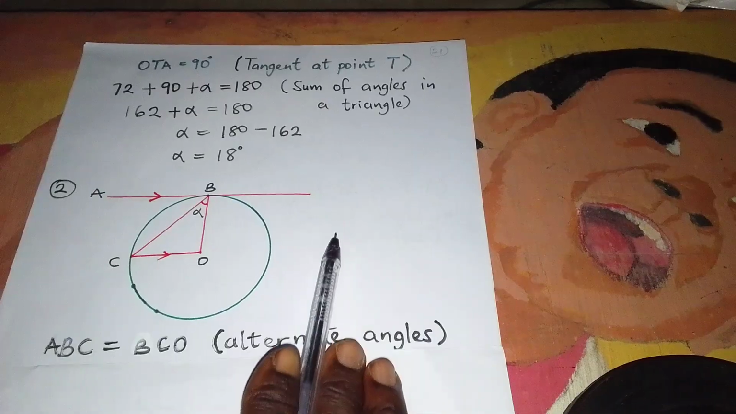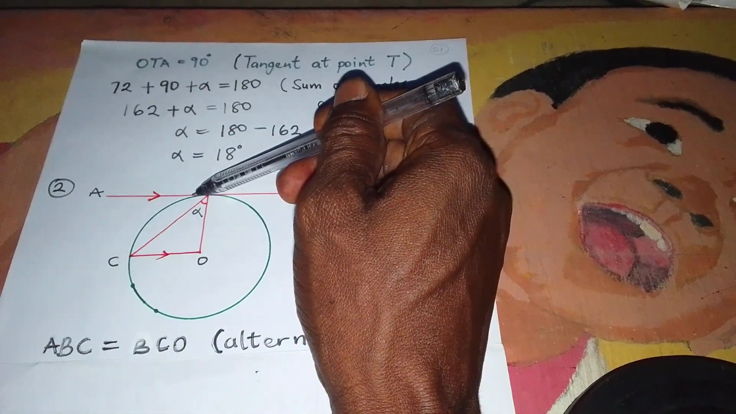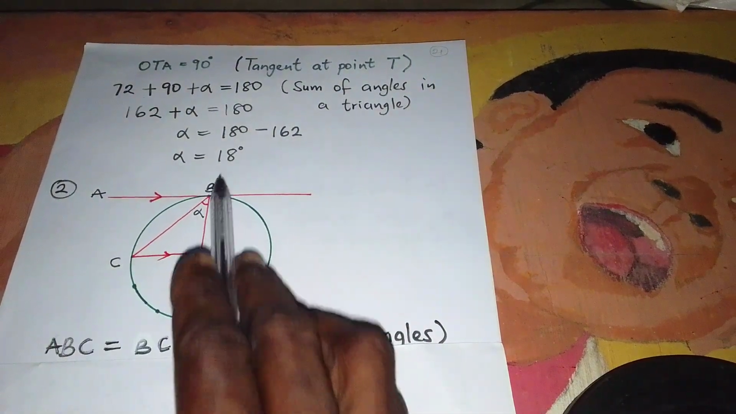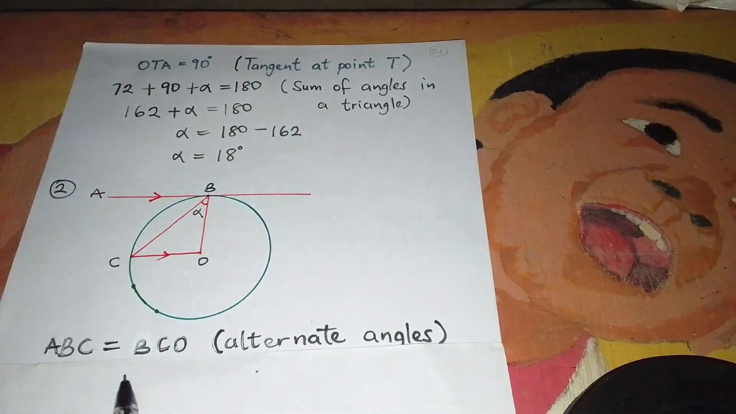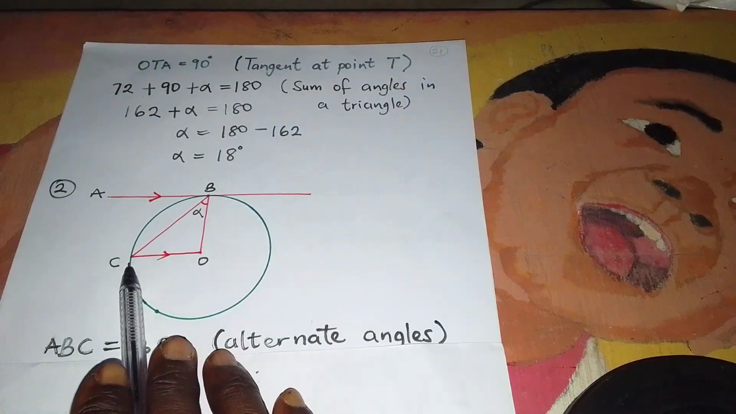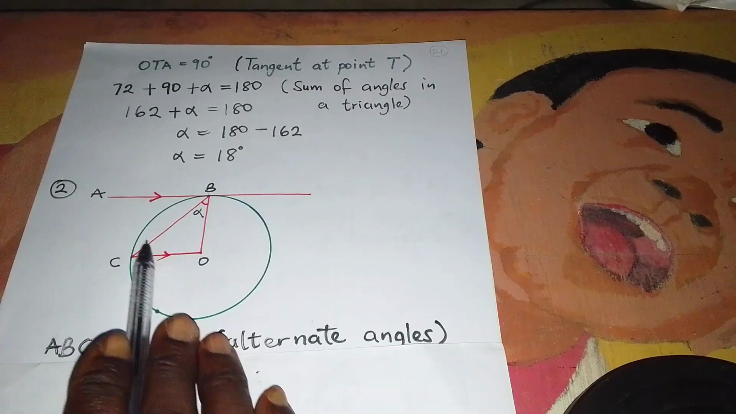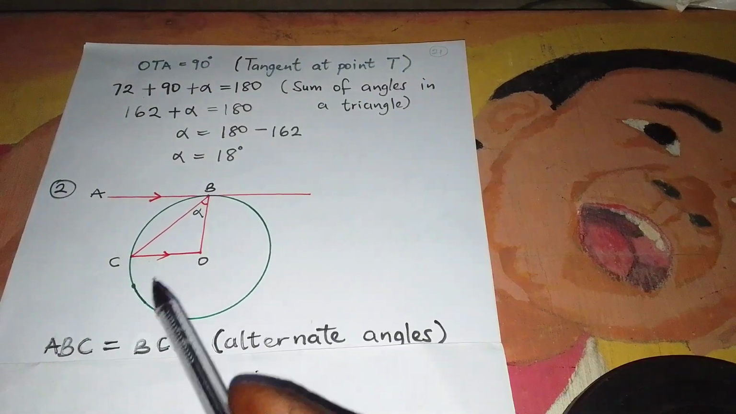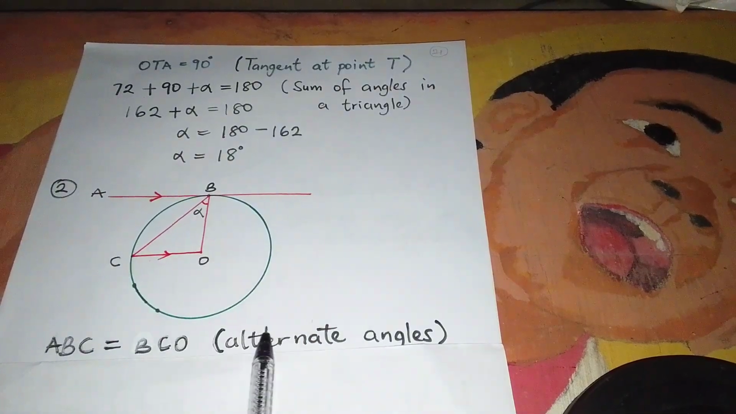Since they are parallel, angle ABC should be equal to angle OCB, or you can call it BCO. So angle ABC is equal to angle BCO. Why? Because they are alternate angles. This angle and this angle are supposed to be equal because they are alternate angles. Alternate angles make something like a Z. You can see this one forms a Z like this. So these are alternate angles.